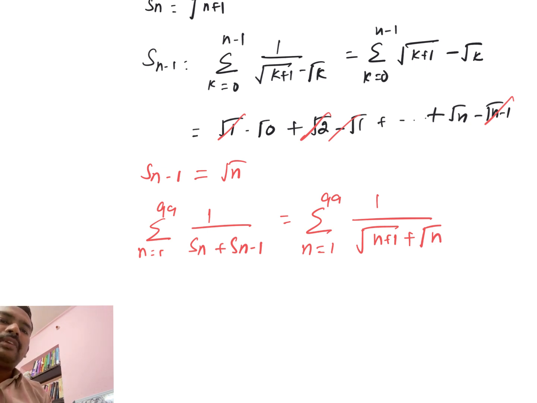Now again you have to rationalize it. So it is 1 divided by square root of n plus 1 plus square root of n, right? Now you can simply rationalize it.